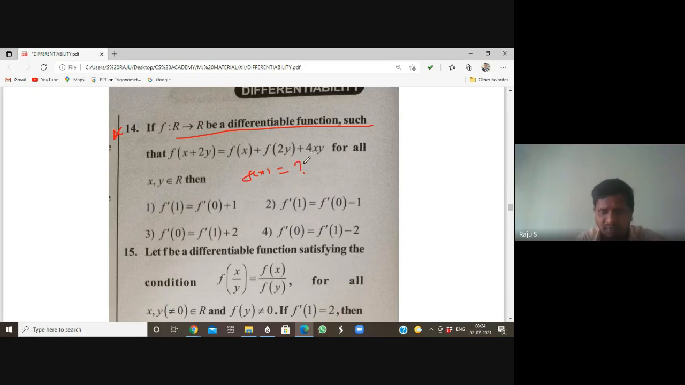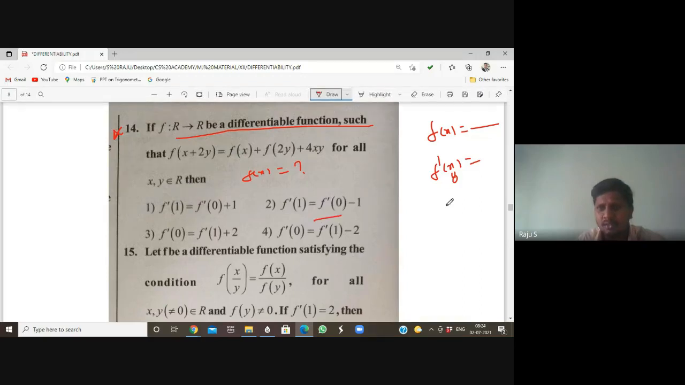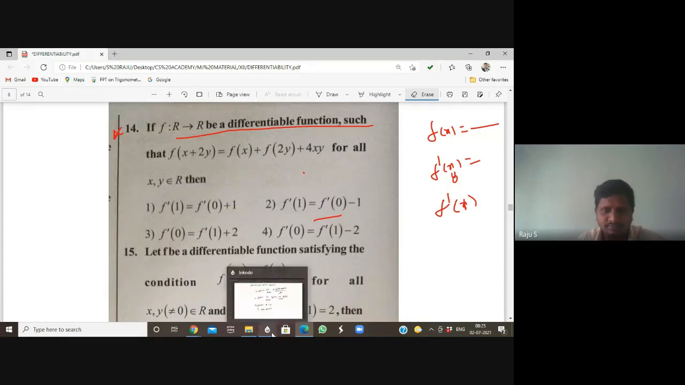If they give f of x some function, we can differentiate, we'll get f dash of x, then we can substitute x is equal to 0, we'll get f dash of 0, and substitute x is equal to 1, we get f dash of 1, like that. Then we can easily verify. But did they give any function? No. Simply they gave a condition. With the help of this condition, we can verify which of the following options is correct.